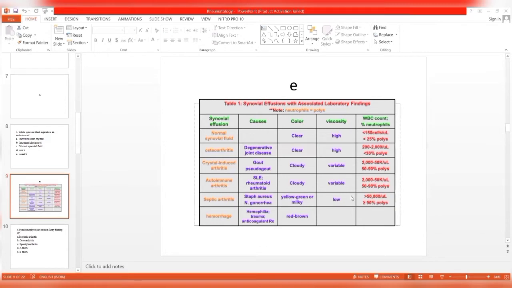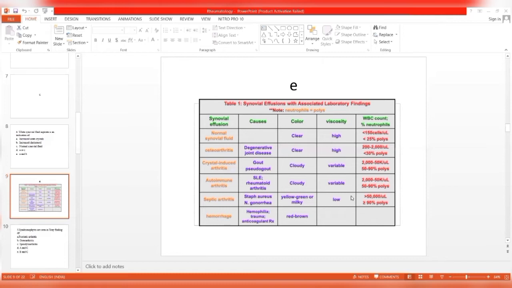Understand? So you keep in mind, when there is clear or straw colored synovial fluid, it is normal. And in degenerative joint disease, the color will be normal. There will be minimal increase of neutrophils. But in case of inflammatory arthritis such as crystal-induced arthritis, autoimmune arthritis, septic arthritis, there will be increase in WBC, color will be cloudy, and in septic arthritis there will be production of pus. Pus is yellow or green in color, and the synovial fluid will be yellow or green, or milky.